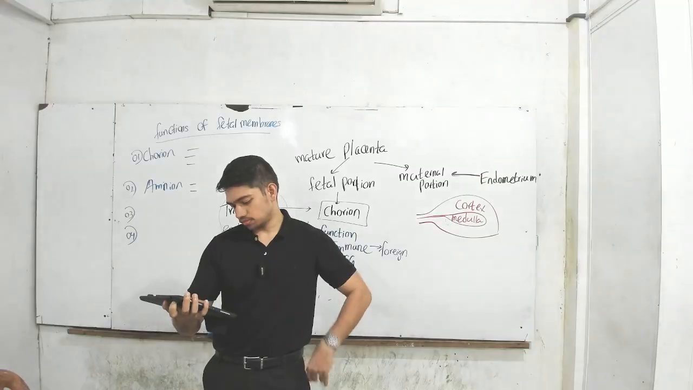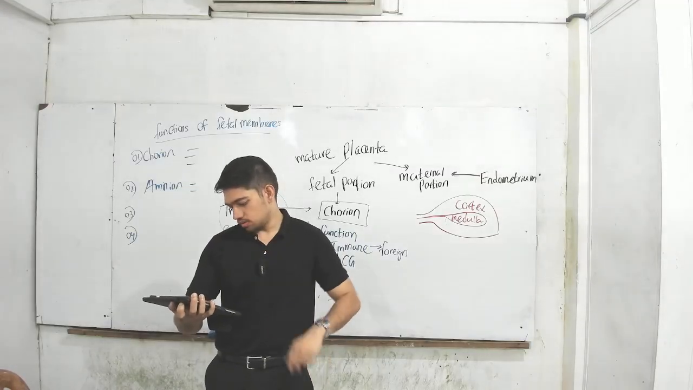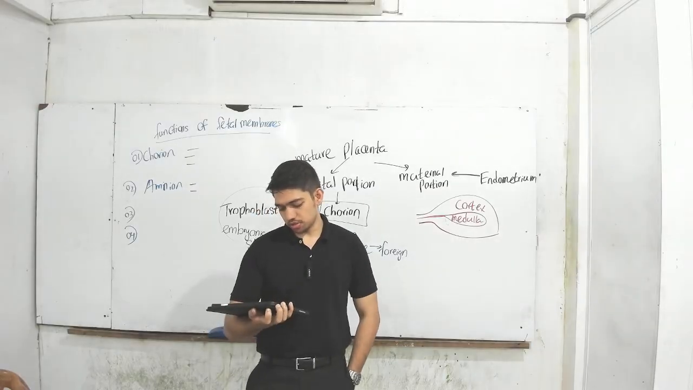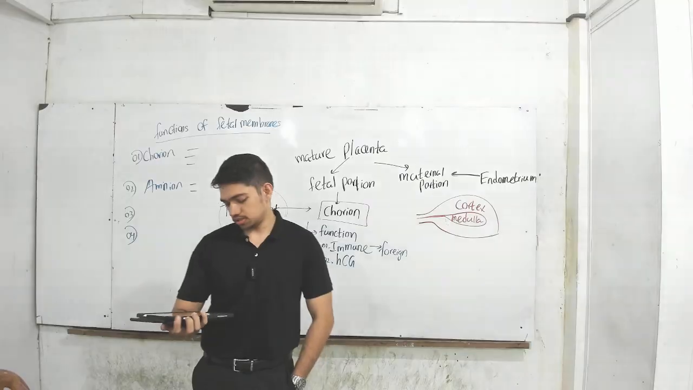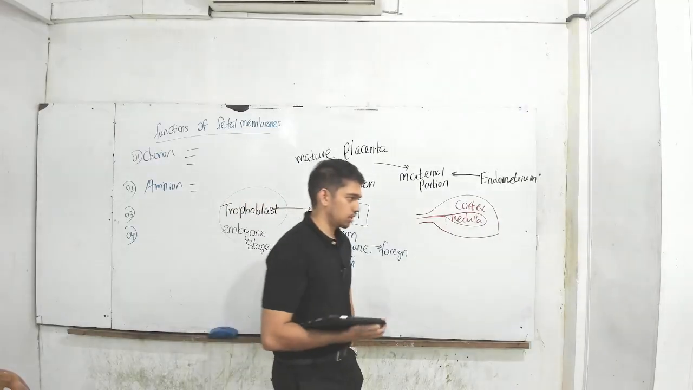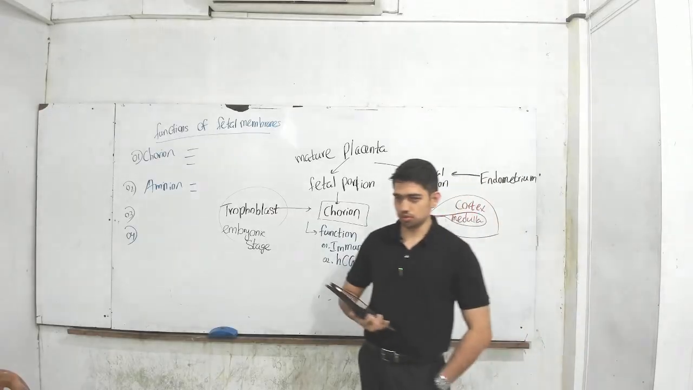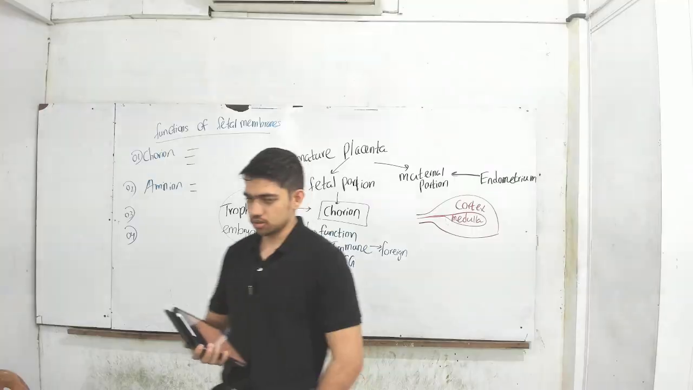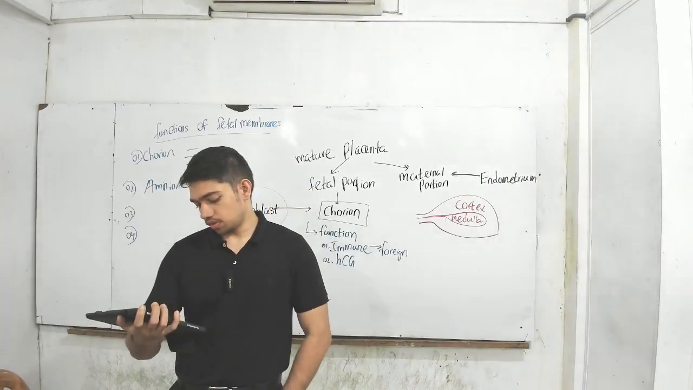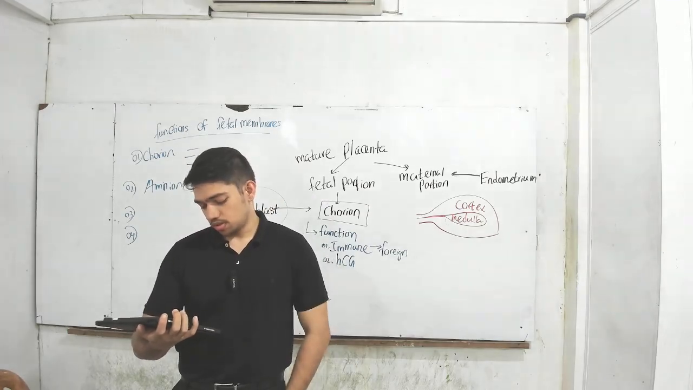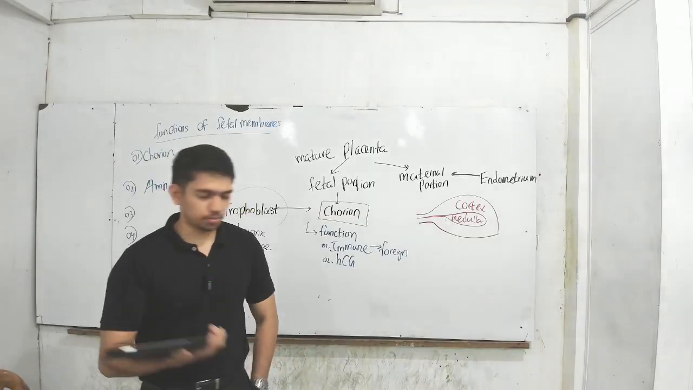Second function. The placenta supplies oxygen and nutrients to the fetus from the maternal bloodstream and excretes waste products. That's the second function. Mostly the excrete waste products part, no? Nutrients and oxygen were in the previous statement, but also it excretes waste products from the fetus to the maternal blood. 3. The placenta also helps to provide immune protection to the developing embryo, the fetus.